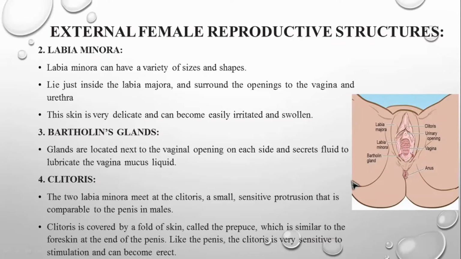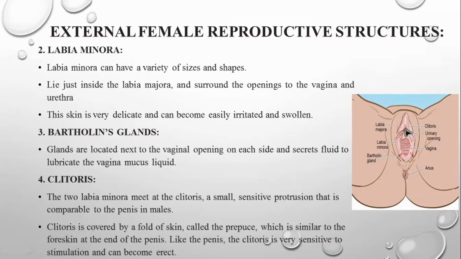Next is the clitoris. The two labia majora meet at the clitoris, a small sensitive protrusion that is comparable to the penis in the male. You can find it here, the small protrusion.